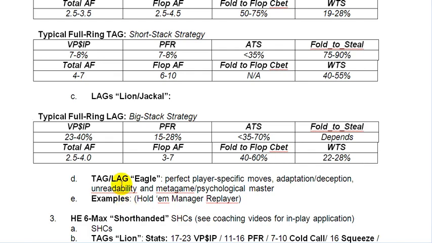So a TAG-LAG, kind of a combination, would then be your typical eagle in today's playing environment. Somebody who changes it up, switches gears properly, adjusts in relation to the players he's facing, and you could give this guy kind of the eagle stamp, right? Holdem Manager, by the way, has these icons, and when they automatically post certain icons in the replayer, they're basing it very often on similar stats. Perfect player: specific moves, adaptation, deception, unreadability, metagame, and psychological master. All three of these types are very, very strong. If you got a lot of these guys on your table, switch tables. Look for a better game.